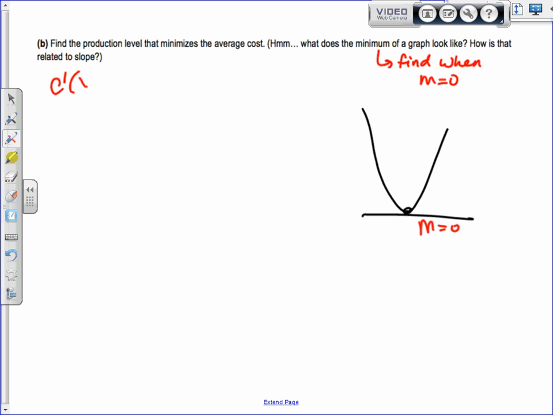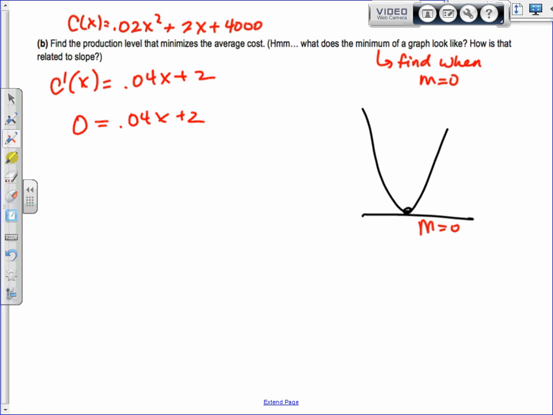All right, so we want to find c prime of x. So we had 0.02x squared plus 2x plus 4,000. That was our cost function. So if I'm finding c prime, that was the 0.04x plus 2, right? All right, so we're finding when it equals 0, so 0.04x plus 2, subtract 2. If I'm doing this without a calculator, I think of that as 4 100ths. So then I multiply by 100 over 4. So negative 200 over 4, so I get negative 50.